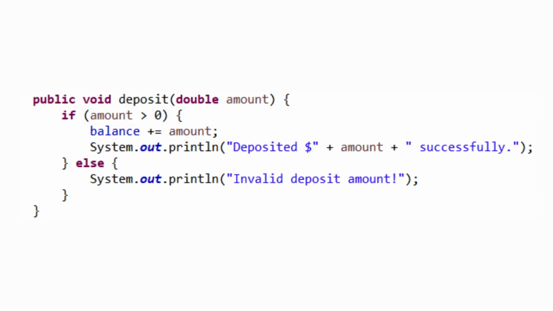Let's have a deposit method. Public void deposit(double amount). If amount greater than 0, balance += amount. System.out.println("Deposit $" + amount + " successfully"). Else System.out.println("Invalid deposit amount").